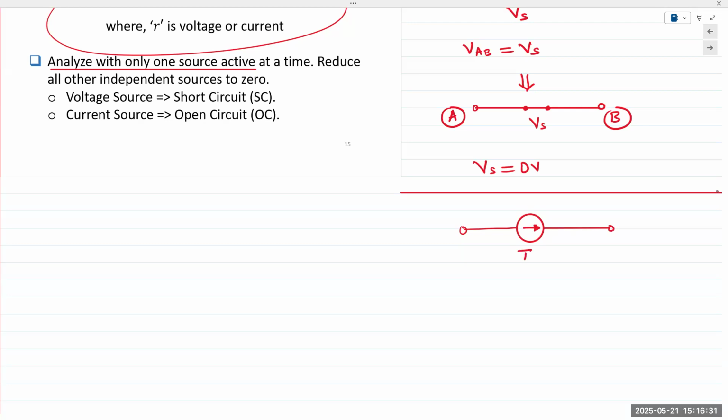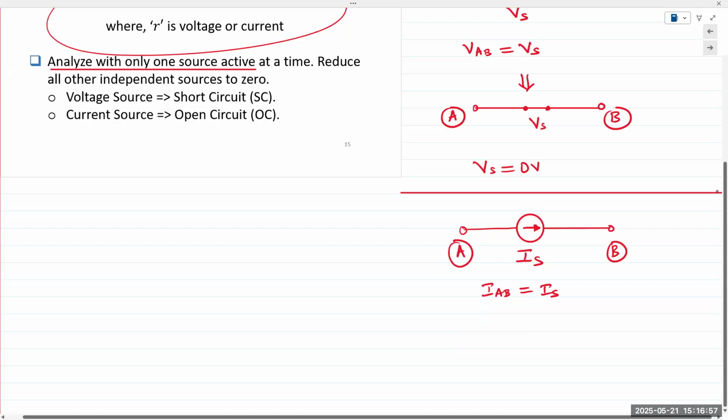Let's say you have a current source IS connected between A and B. So current IAB is equal to IS, obviously, between those terminals. If you want to reduce the current IS to 0, we simply replace it with an open circuit.